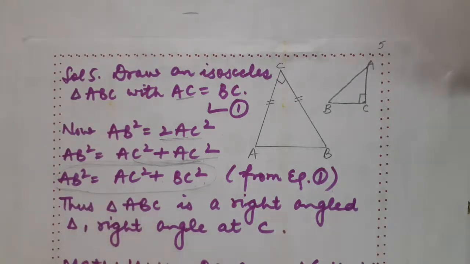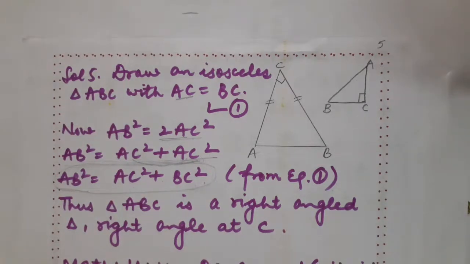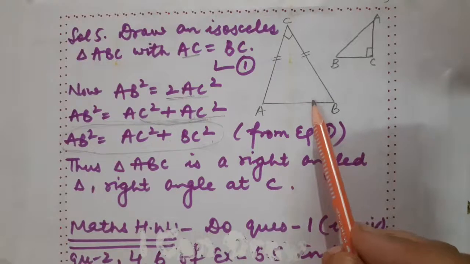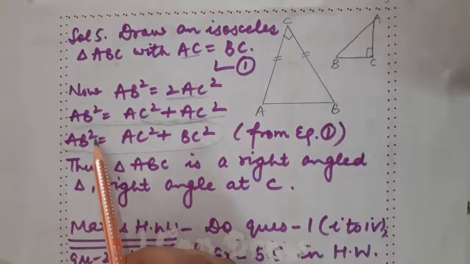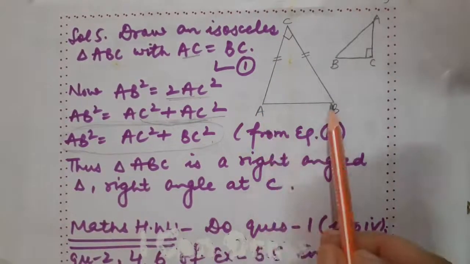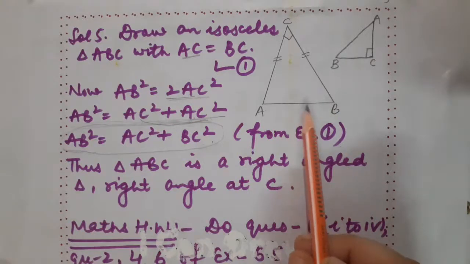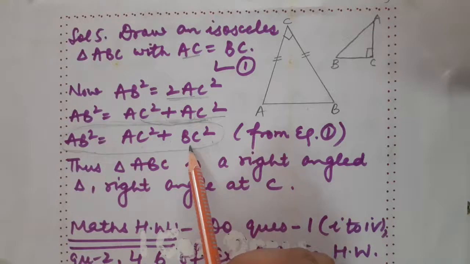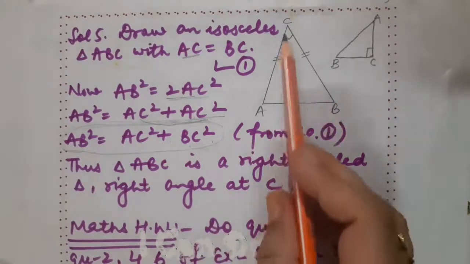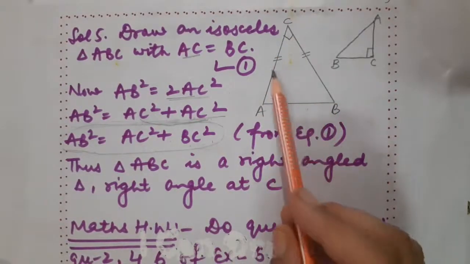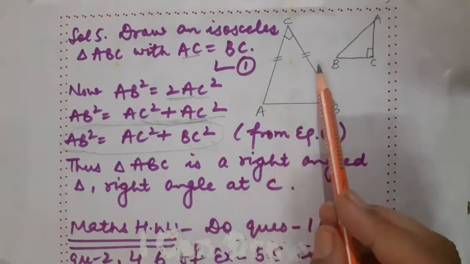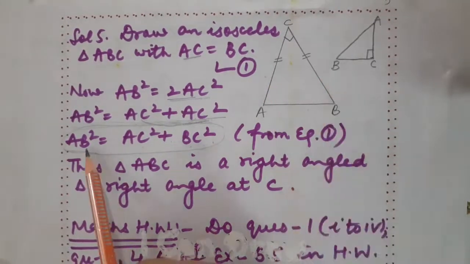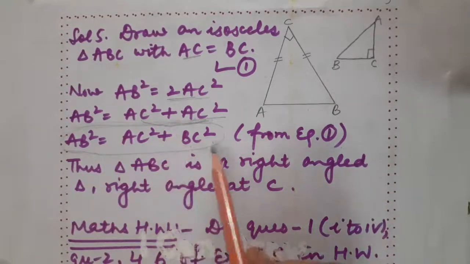So what is the statement of the converse of Pythagoras theorem? That in a triangle, if the square of one side is equal to the sum of the squares of the other two sides. Here AB square is equal to the sum of the squares of AC as well as BC. Okay. So AB square is equal to AC square plus BC square.